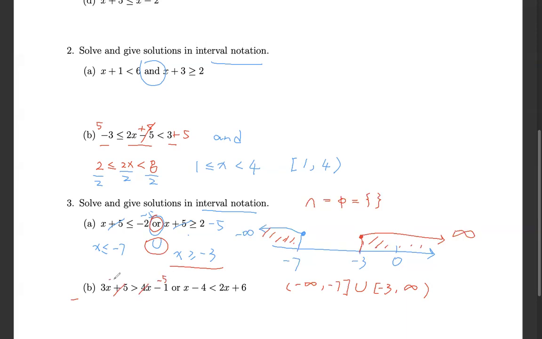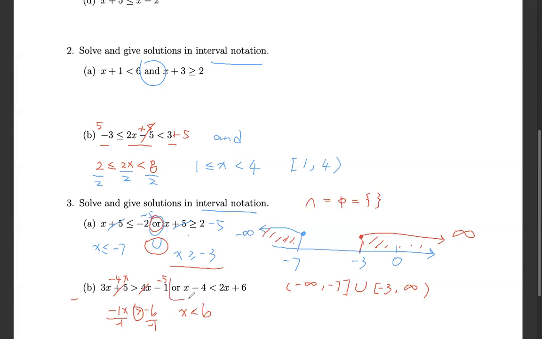Then -4. You can think as moving around. 3x minus 4x, -1x, greater than -5 minus 1, -6. We need to divide by or multiply by -1. Remember, when we divide by or multiply by a negative number, we flip the sign. Now the greater than sign becomes less than. -6 divided by -1 is +6, so x is less than 6.